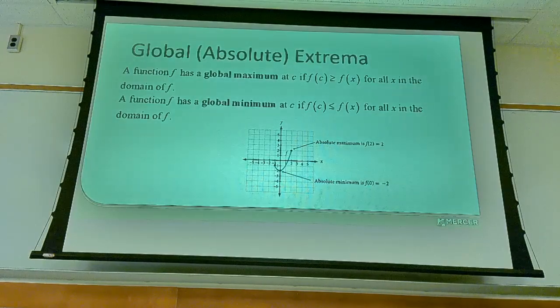Oh, so it's the same thing as a local term. Well, it's not the same. Absolute is also local, but local is not necessarily absolute. Right? So every absolute extreme value is also a local extreme value. But the converse is not true. Every relative extremum is not an absolute one.